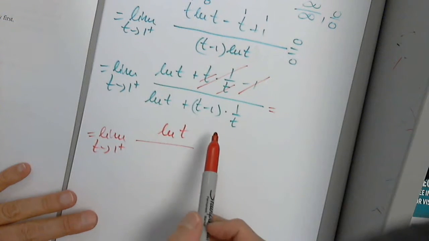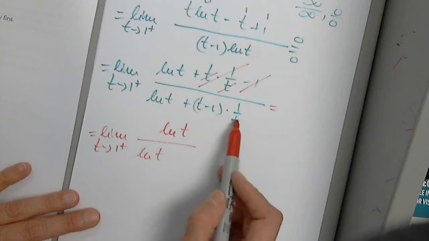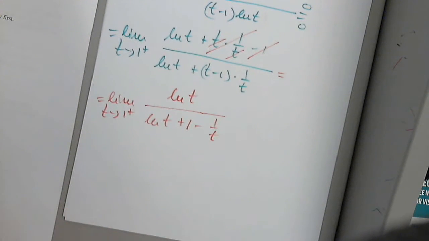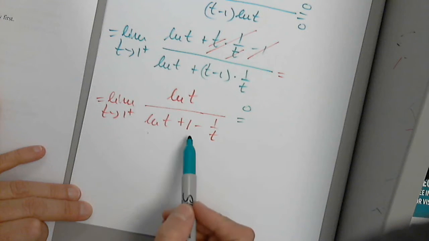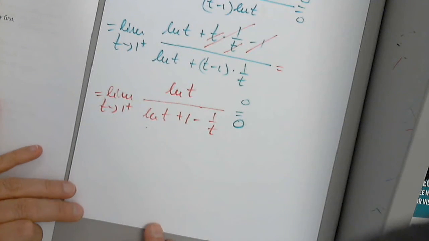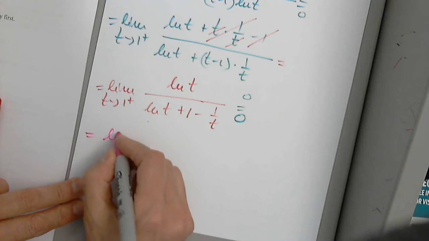Better? Good. So now the denominator, I have natural log t. I will distribute 1 over t. So I have plus 1 minus 1 over t. Okay, we check again. The numerator goes to 0. Let's see the denominator. This goes to 0. This goes to 1. 1 minus 1 is 0. Still safe to apply L'Hopital's rule. Is this okay? Yes? Okay, so now we continue.